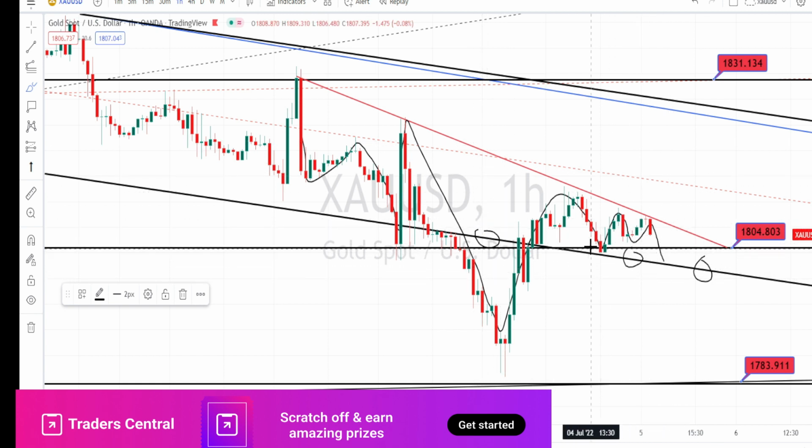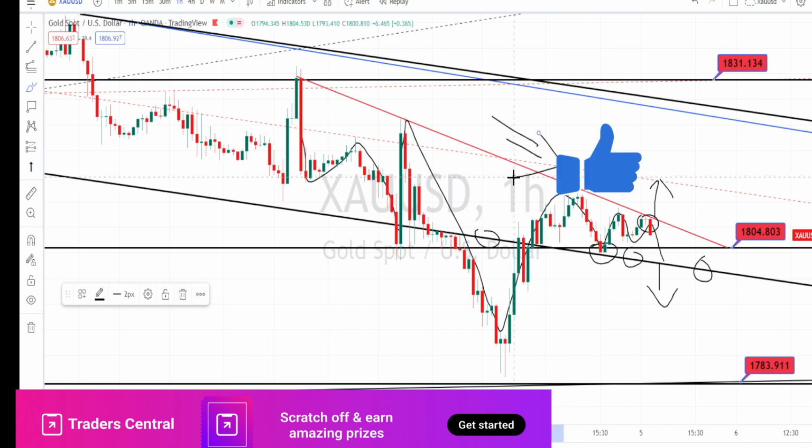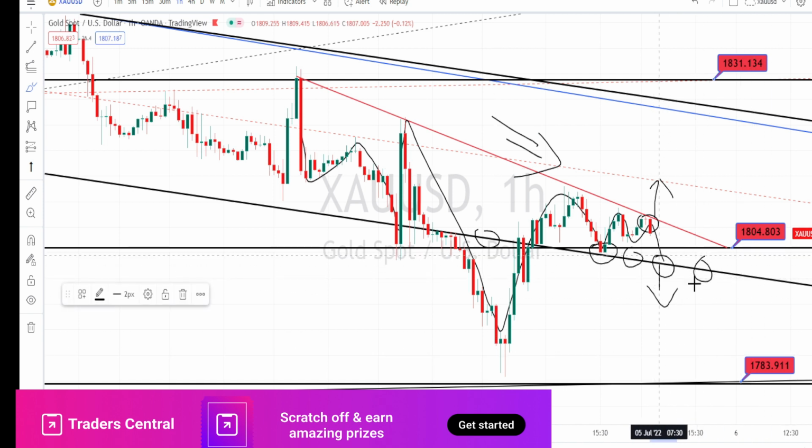Wait for the price action to break this previous low of 1804 in order to take trades on the bearish side. And if the price action breaks this resistance line, you can take trades on the bullish side, but the overall trend from the higher time frame is on a bearish side. So I would recommend you to take trades on the bearish side to get a better profit. And if the price action breaks this support line, the next level of support is going to be around 1783.